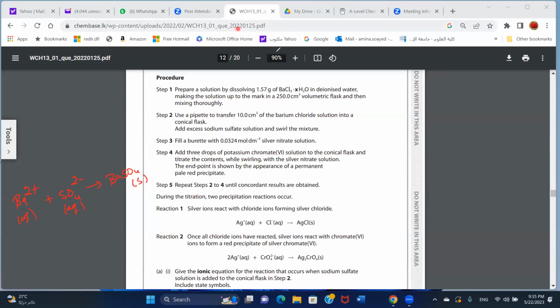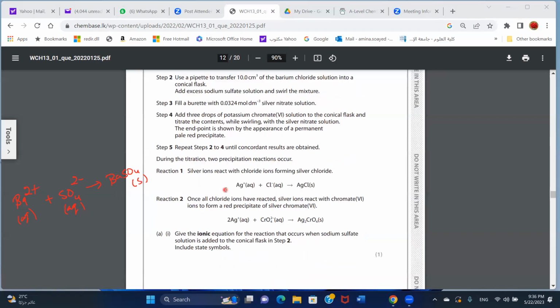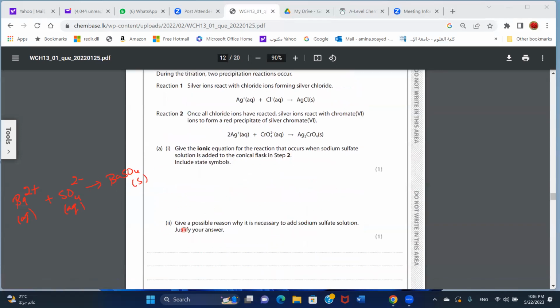Excellent, gives barium sulfate solid. So here, when they added the sodium sulfate to the barium chloride, it was to precipitate the barium ions in the form of barium sulfate solid in order to get rid of the barium ions. Yes, excellent, Rodina. Please, Rodina, give a possible reason why it is necessary to add sodium sulfate solution and justify your answer. I think it's to remove the barium ions, but I'm not sure. Yes, excellent, to remove the barium ions.